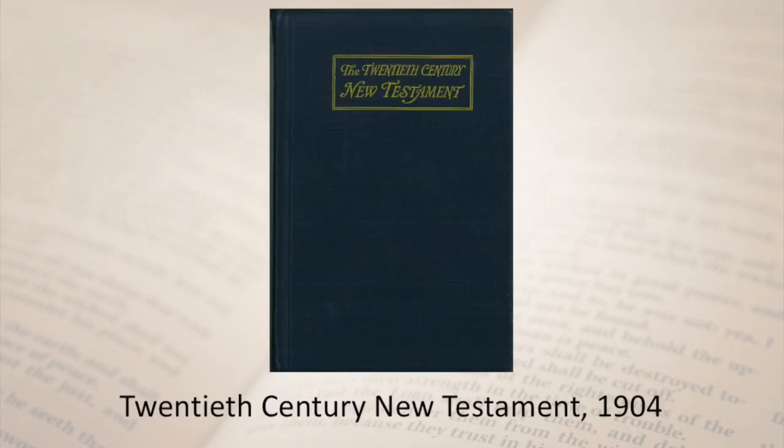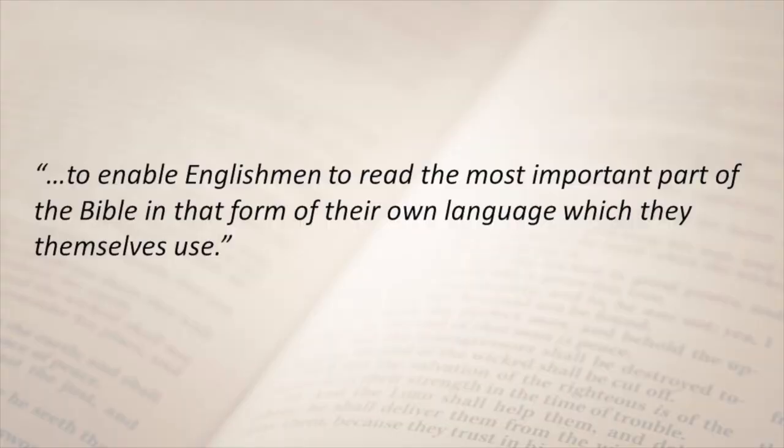Evidently, this Bible was created out of a concern to make the Bible more understandable for young people. The completest version was published in 1904 in both London and New York. And the preface states that the purpose of the translation was to enable Englishmen to read the most important part of the Bible in that form of their own language, which they themselves use.